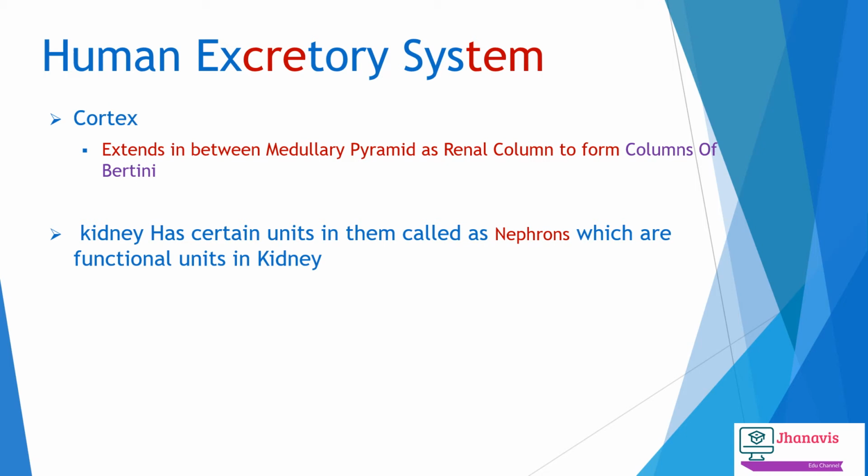In the medulla you have certain conical masses which we call the medullary pyramids. When we come to the cortex, you can see in between these medullary pyramids certain renal columns running through, which we call the columns of Bertini. These two things you have to remember in the kidney.